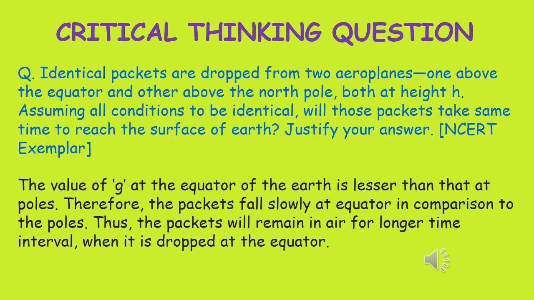Here is one critical thinking question from NCERT exemplar. Identical packets are dropped from two aeroplanes, one above the equator and another above the North Pole, both at height h. Assuming all the conditions to be identical, will those packets take the same time to reach the surface of Earth? You have to justify your answer. So you have to think in the line of the value of small g, how it varies at the equator and at the pole. Accordingly, you have to write the answer.